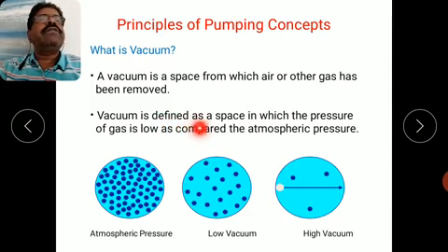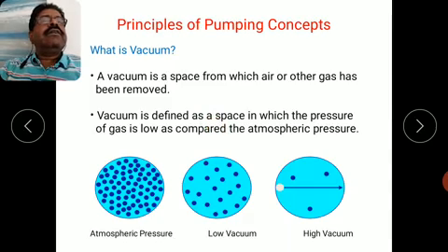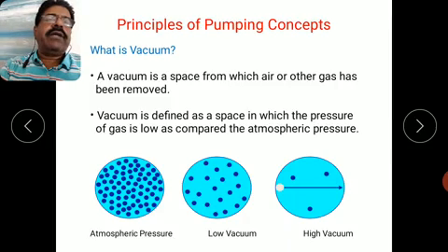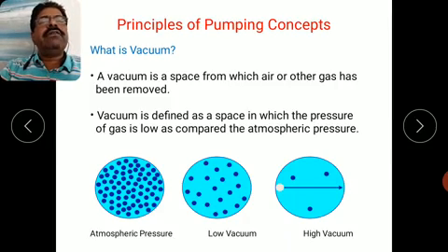So vacuum is defined as a space in which the pressure of a gas is low as compared to the atmospheric pressure. You know that our earth is covered by a certain layer of gases that we call the atmosphere, and because of that we have some standard pressure on the surface of earth. But in a given container, at a normal condition, suppose we have a certain number of gas molecules. This is represented by this first diagram.